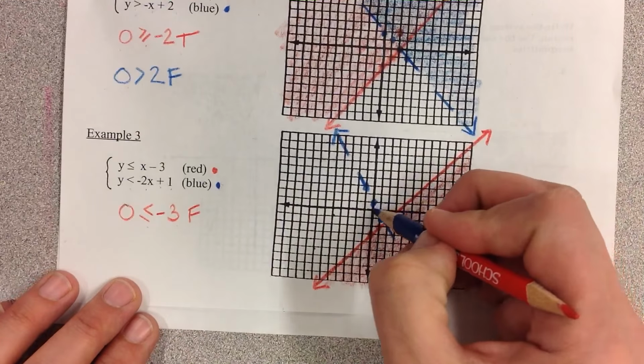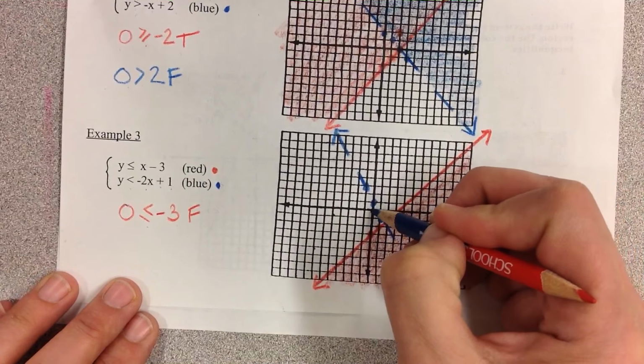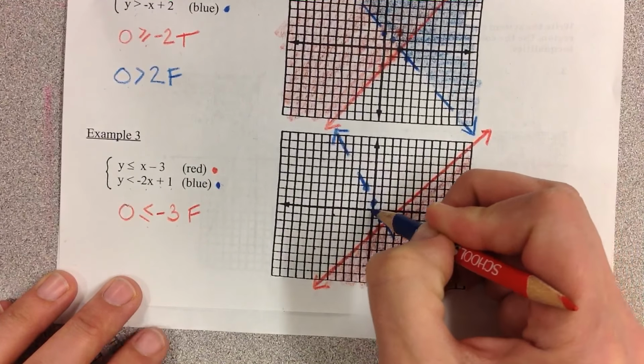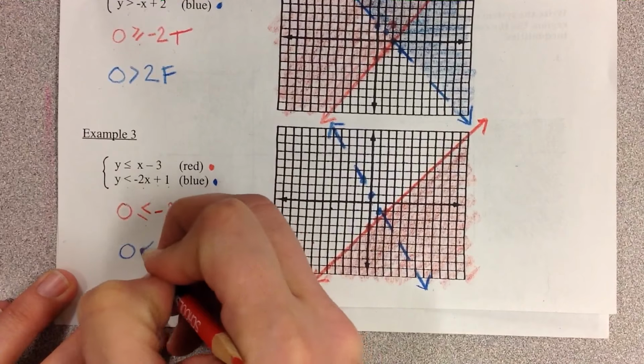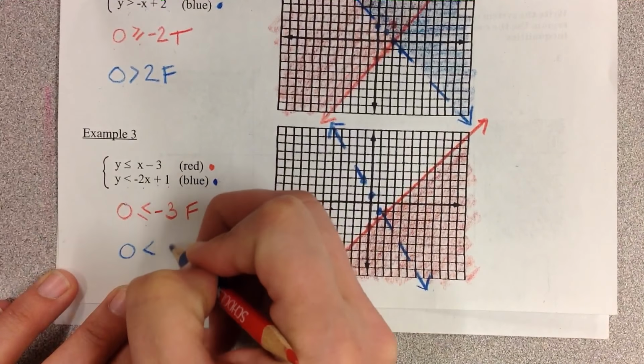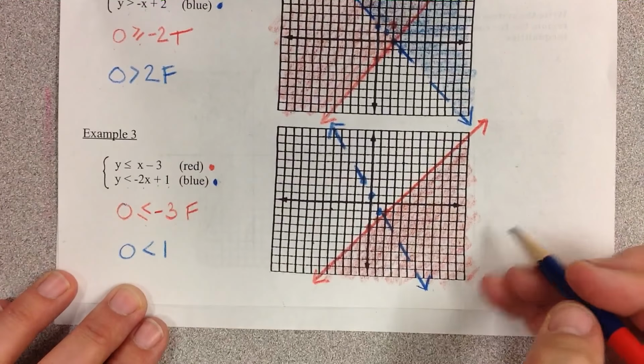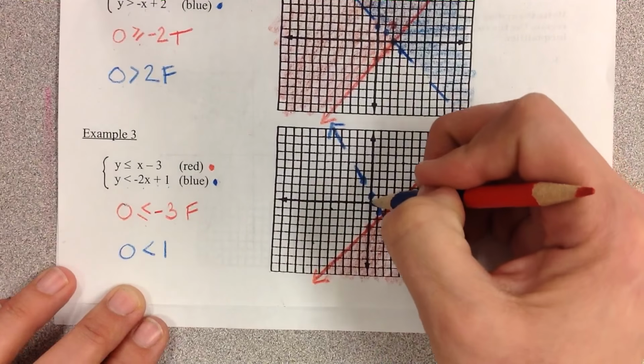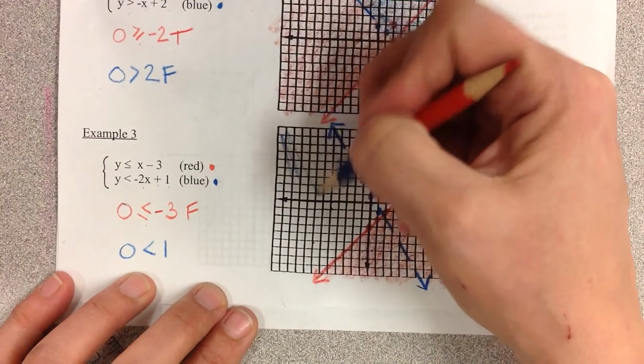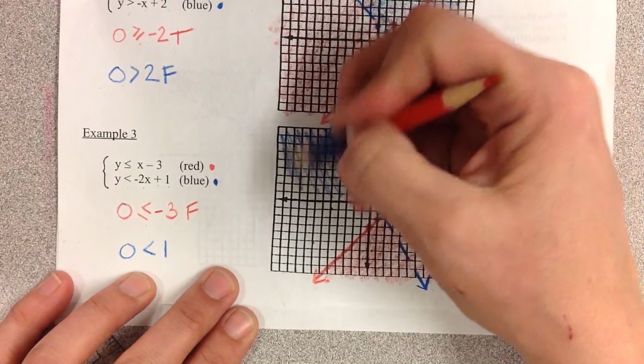So let's test 0, 0. Real close, 0, 0 is not on the line, so we can use it. So 0 is less than 0 plus 1, so 0 is less than 1. That is true. So for the blue line, 0, 0 is true, and we always, always, always shade the truth.